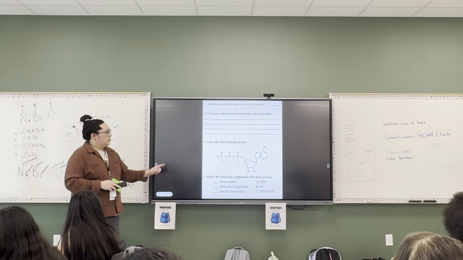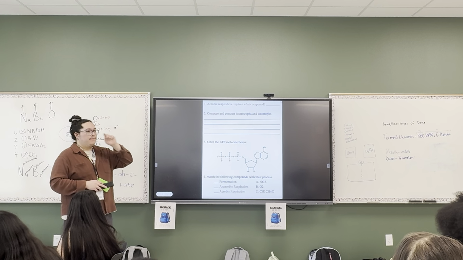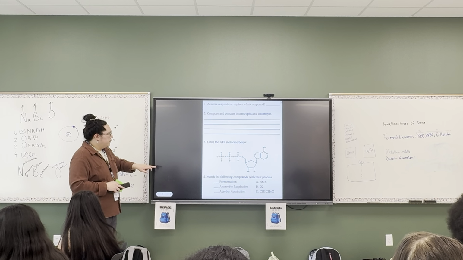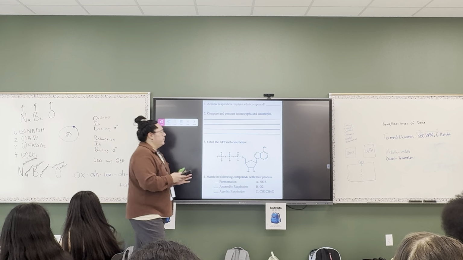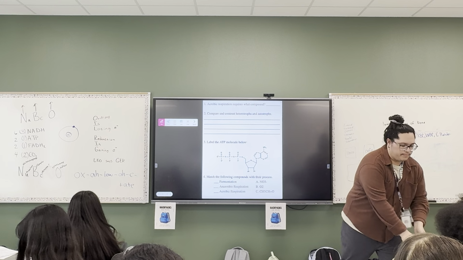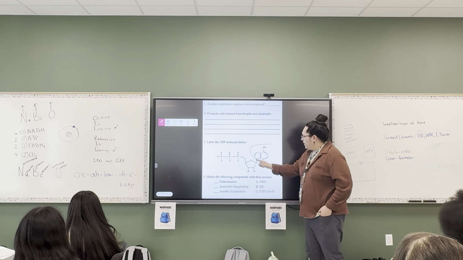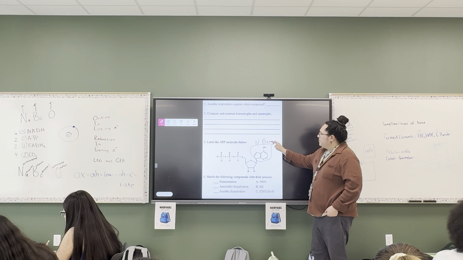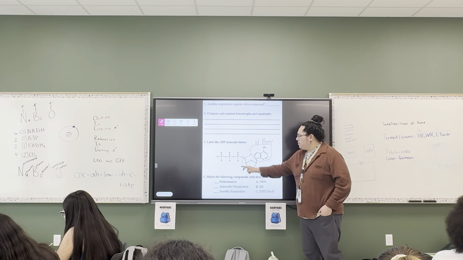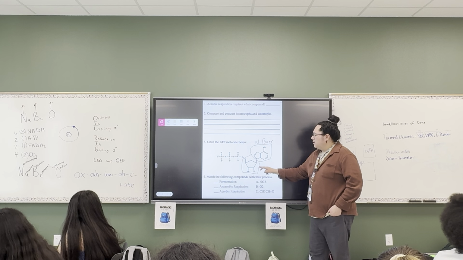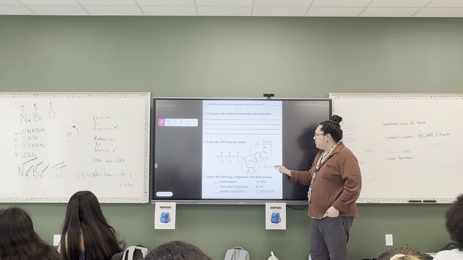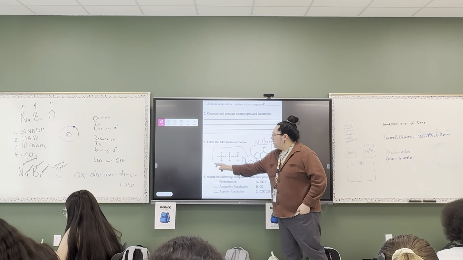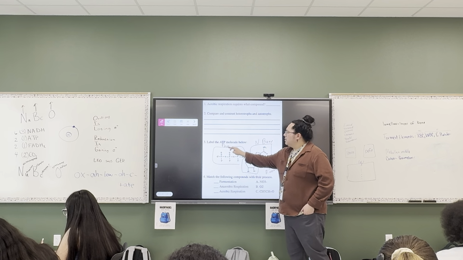So, looking at question number 3, let's label it. So what is this part right here? Nitrogenous base. What is this part right here? The sugar called ribose. And what is this part? The phosphate.